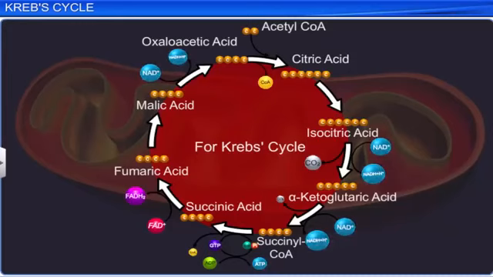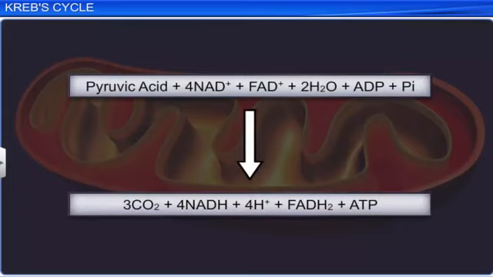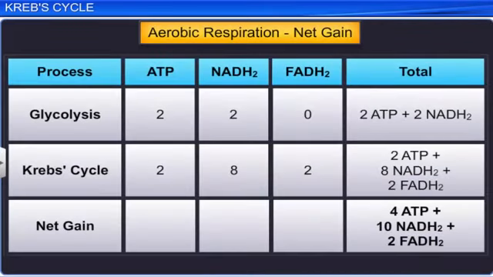For Krebs cycle to run continuously, oxaloacetic acid, NAD+ and FAD+ need to be regenerated. The summary equation of Krebs cycle is as shown here. The net gain of Krebs cycle in the conversion of 2 molecules of pyruvate is 2 molecules of ATP, 8 molecules of NADH plus H plus, and 2 molecules of FADH2. So far, the energy harvested has resulted in the direct synthesis of only 4 molecules of ATP.